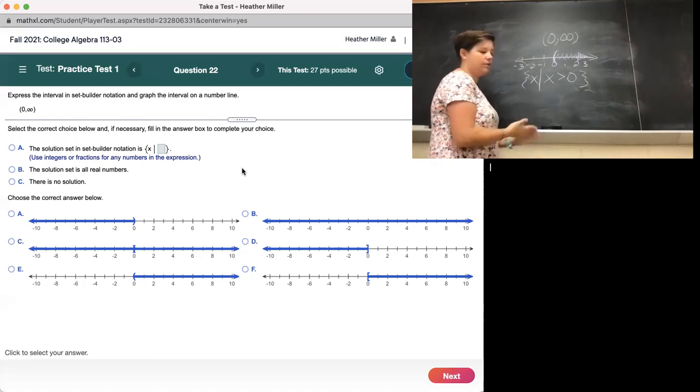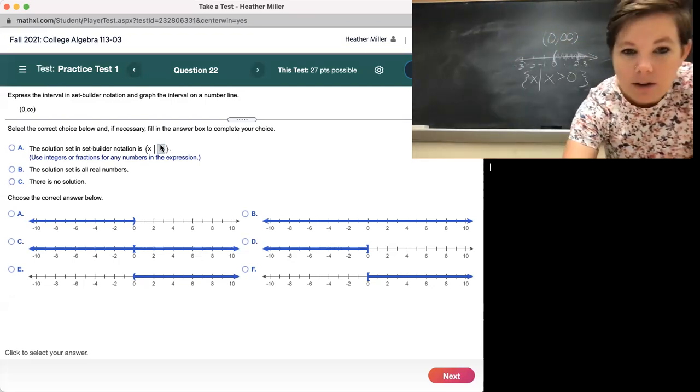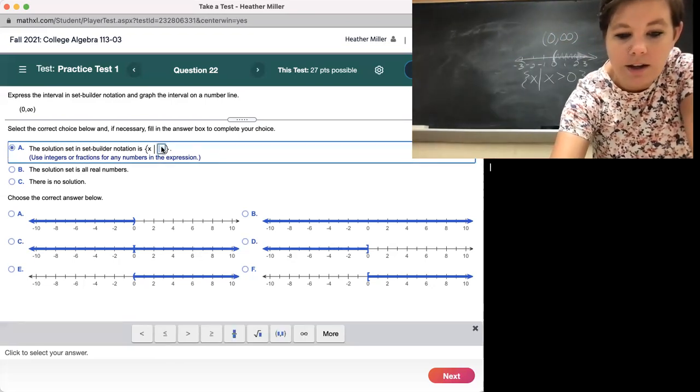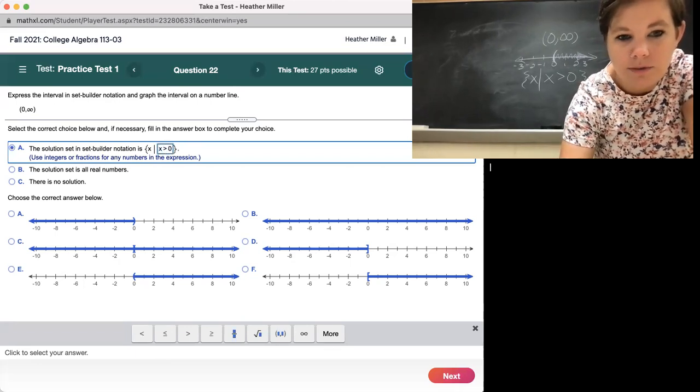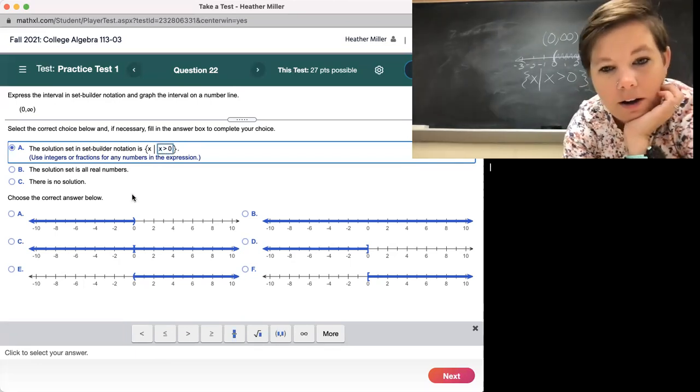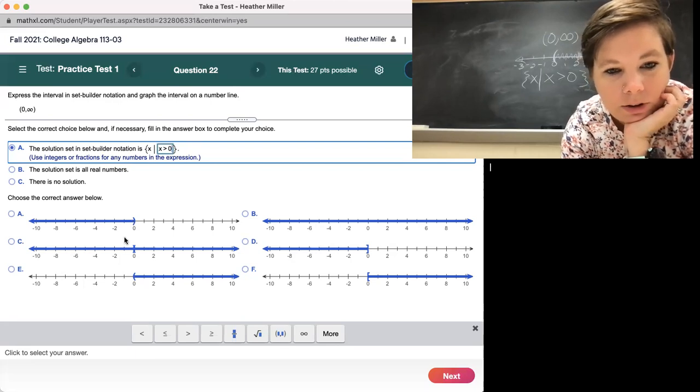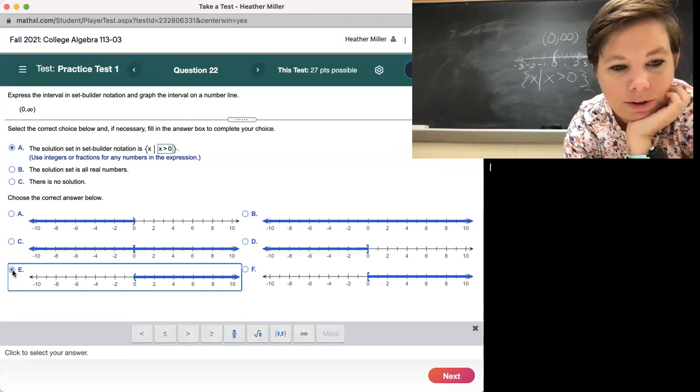The nice thing is they give you the curly brackets and the x such that. So here we just click and we say x is greater than 0. And then we look at our graph. That's at 0, but it's going the wrong way. There's 0 going towards the positive, so I'm going to select E.